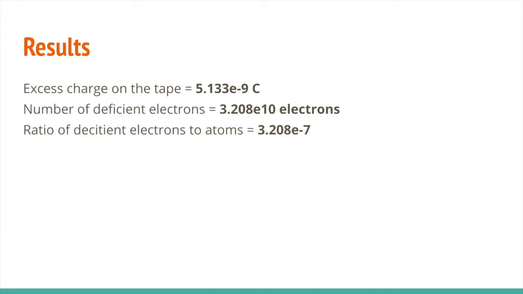I found the excess charge on the tape to be 5.133 times 10 to the negative 9th coulombs. The number of deficient electrons was 3.20 times 10 to the 10th electrons, and the ratio of deficient electrons to total atoms was 3.208 times 10 to the negative 7th.